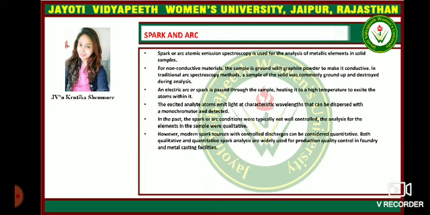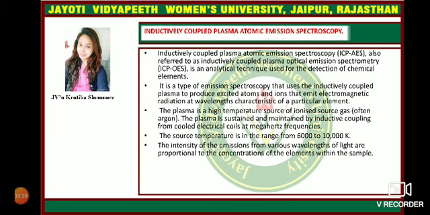In the past, the spark or arc conditions were typically not well controlled. The analysis of the elements in the sample was qualitative. However, modern spark sources with controlled discharge can be considered quantitative. Both qualitative and quantitative spark analysis are widely used for production quality control in foundry and metal casting.